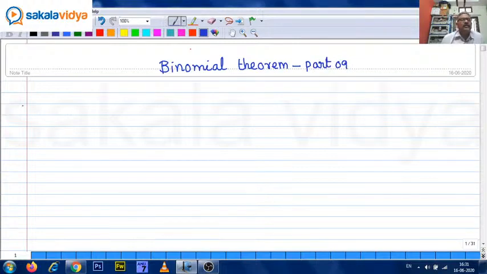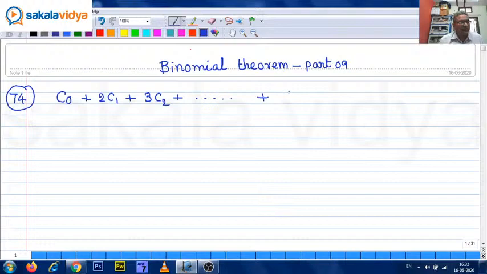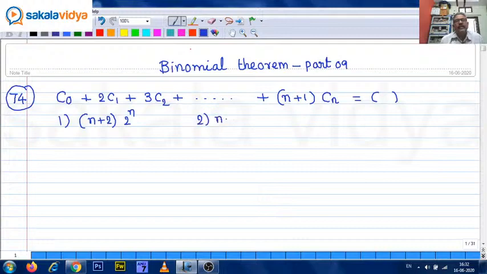Okay, question number 74. C0 plus 2C1 plus 3C2 plus so on up to n plus 1 Cn equals to: first option, n plus 2 times 2 power n; second, n times 2 power n; third, n times 2 power n minus 1; fourth, n plus 2 times 2 power n minus 1. This is the question.